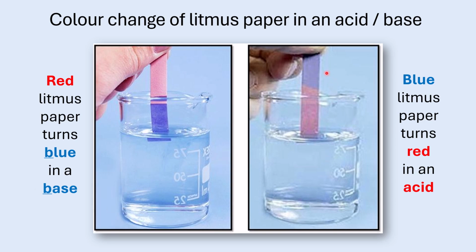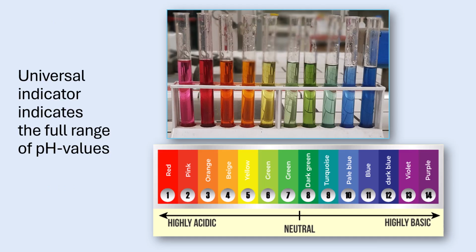On the other hand, if you dip a piece of blue litmus paper in a solution and the litmus paper turns red, then you have an acid. So on the right hand side here, we can see blue litmus paper turns red in an acid. So that's very important to remember, the color changes for litmus paper.